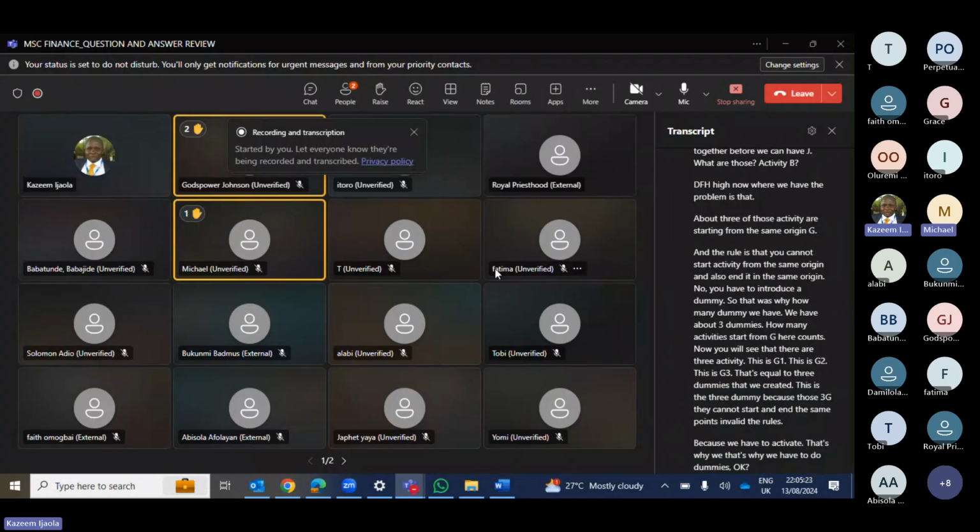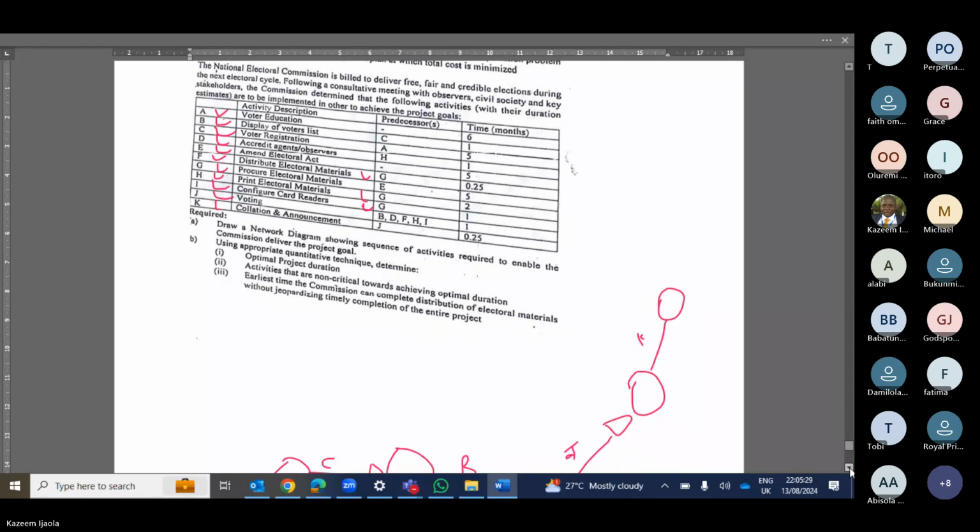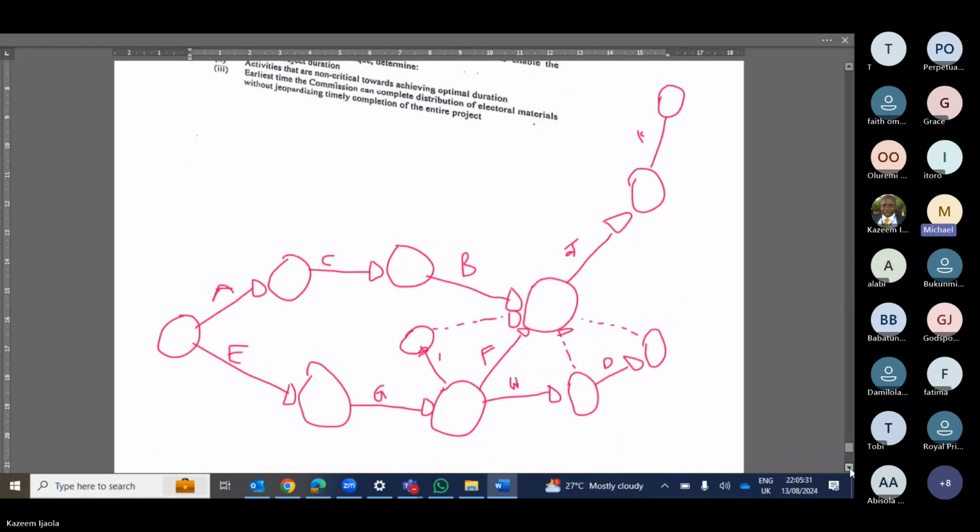Then God's power raised up his hand. Oh yeah, speak. What I'm trying to say is, if we start those 3 activities with a dummy from G, we will now end with the actual letters that should link to B. That will make more sense, I think. You mean we should start with a dummy, and then you will now use I to connect with B. You will now use the other characters too to connect with B. So that makes sense that the activities all connect to B instead of the dummy connecting to B. So we start with the dummy and end with those activities to connect with B.